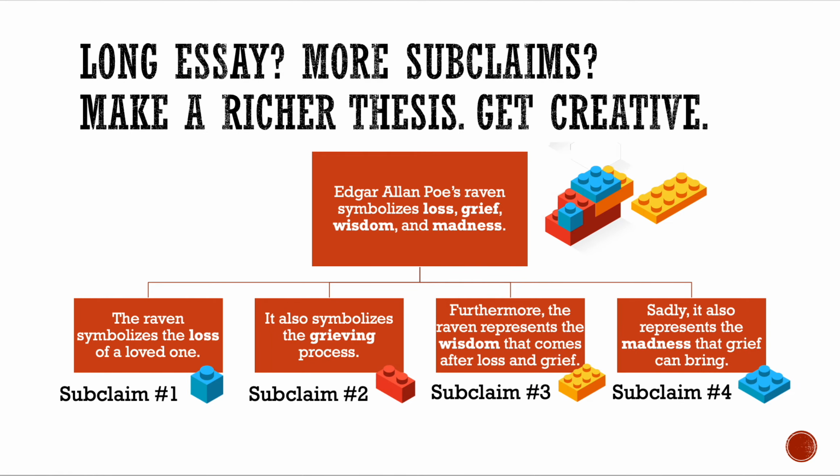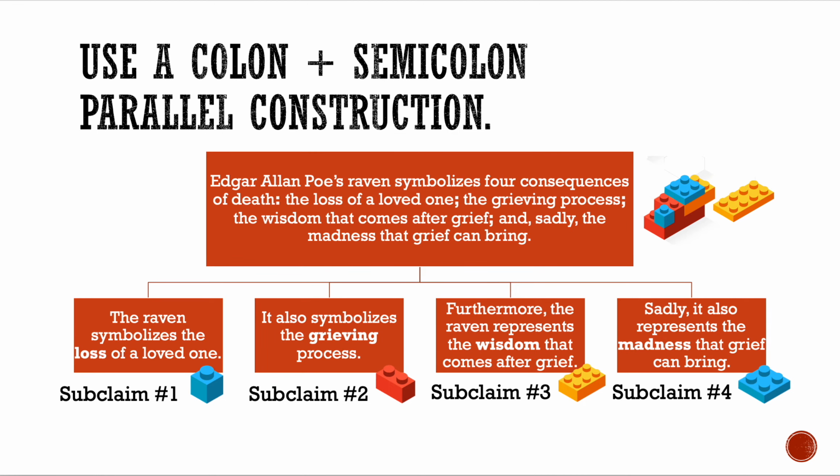Something like this. Once you get the hang of summing up your subclaims, you can create some really intelligent thesis statements no matter how long your essay assignment is or how many body paragraphs you've written. Here's a very elegant construction to use when creating a thesis statement. Give the reader one phrase with your main claim. In this case, Edgar Allan Poe's raven symbolizes 4 consequences of death, then a colon, and then list off your subclaims briefly, separated by semicolons. This is a very linear, organized way to tell your reader what to expect of your argument in the essay they're about to read.